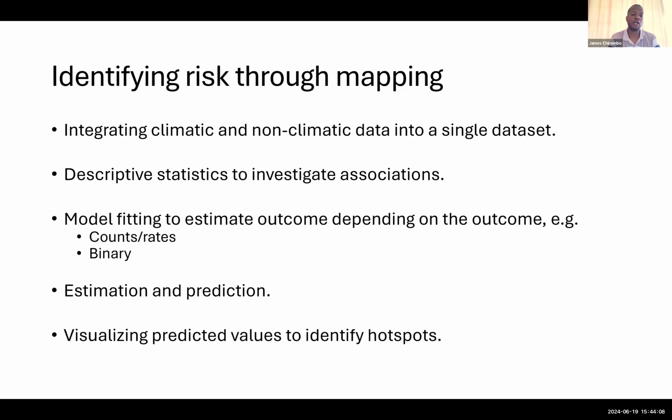In the end, you want to have an idea of the changing landscape in terms of your disease outcome. So are there any hotspots that you can identify, which are areas that have elevated risk of transmission, for example? So GIS can help us shed more light on the disease incidence and prevalence at whatever scale we choose, depending on the data that we have.